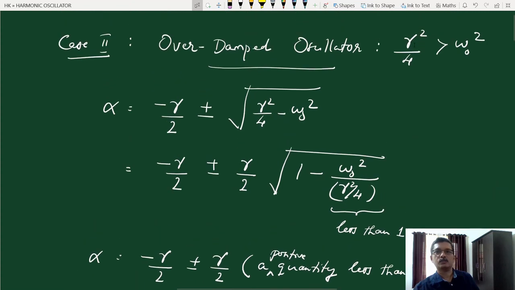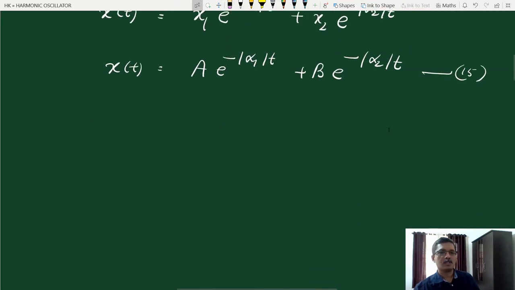So when there is too much damping, gamma square by 4 is greater than the natural frequency. The damping term is greater than the natural frequency term. Then there is no more oscillation. The amplitude will be exponentially decreasing very fast. There is only exponential decrease here, no oscillation.